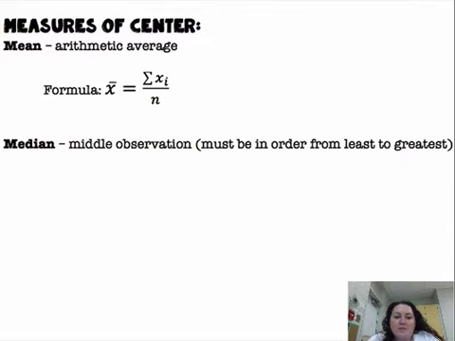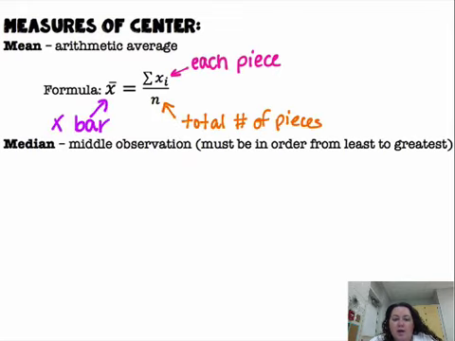All right, measures of center. So we have the mean, which is the arithmetic average, and the formula is x bar equals the summation of x sub i over n. We pronounce this x bar. The summation of x sub i is each individual piece of data, and n is the total number of pieces. And then our median, you should remember, is the middle observation.